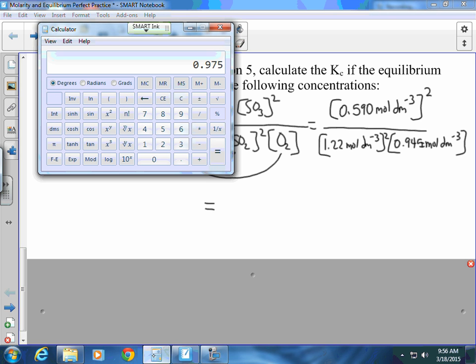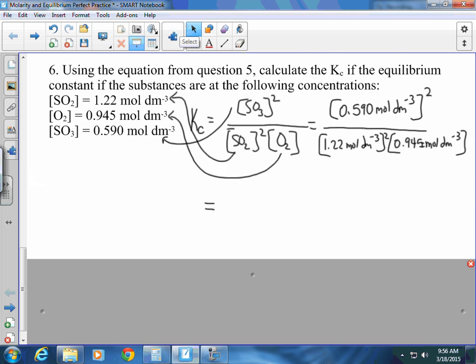So going to my calculator, I have 0.590 and I want to square it. Then I'm going to do the division in stages. I'm going to take that number and divide by 1.22, and the 1.22 is also squared. I'm going to hit enter, and then do the second division for the second number, 0.945. This one is not raised to any power, so my final answer is 0.247, three significant figures.